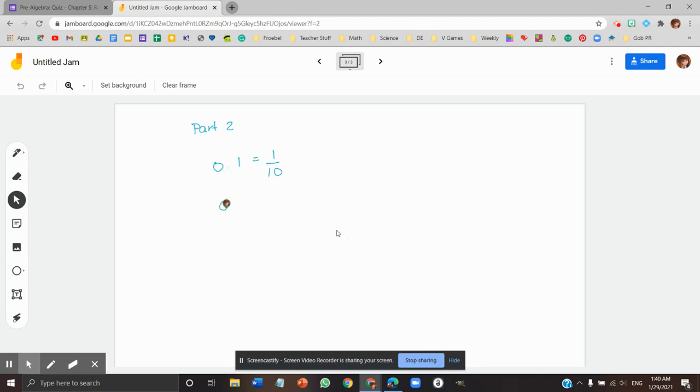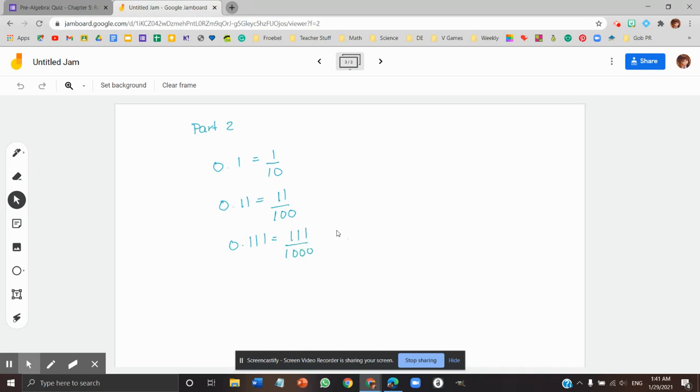What if I had 0.11? What would that fraction be? Well, that fraction is going to be 11 over 100. What if I have 0.111? Well, that is going to be simple. That means I have to move my decimal point 1, 2, 3 times. Therefore, I'm going to divide this by 1,000.